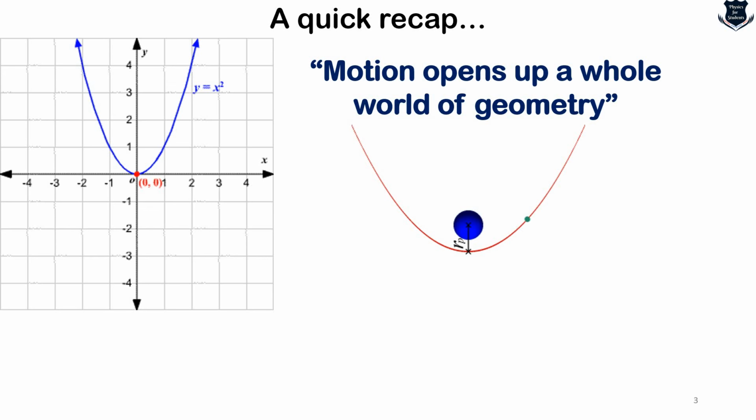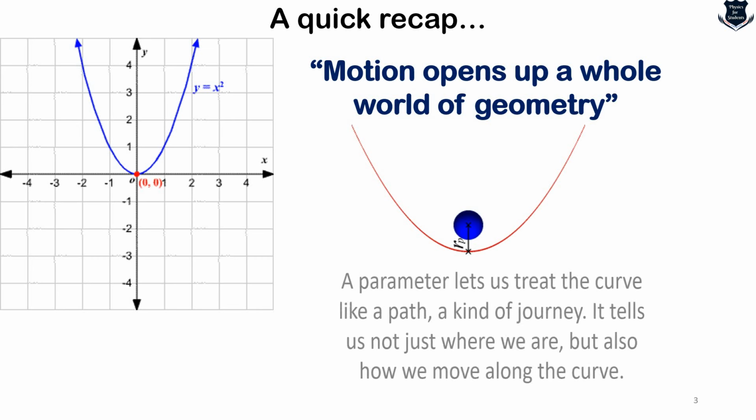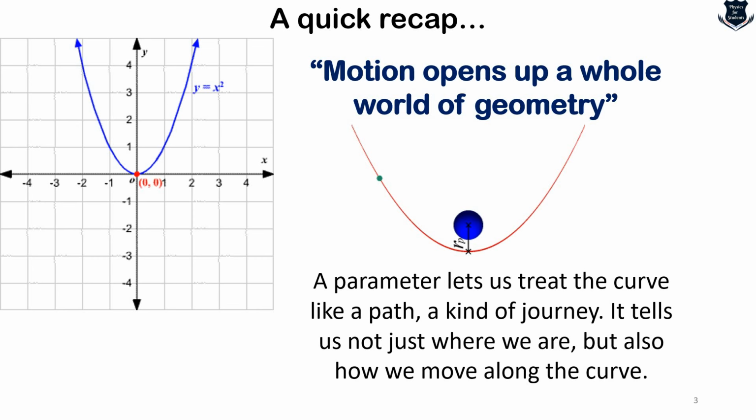We don't just ask where is the point, we ask how is it moving. We can track the direction, speed, and the rate of change at every moment. So parameterization lets us treat the curve like a path. The curve transforms from a frozen figure into a dynamic motion story. It is the difference between seeing a single road and driving on it. The parameter actually shows us how to ride.